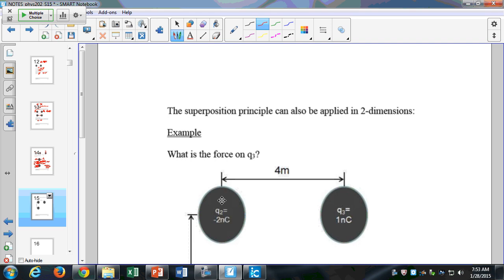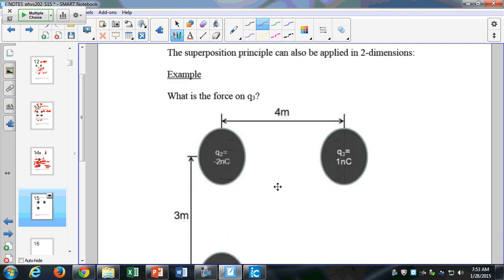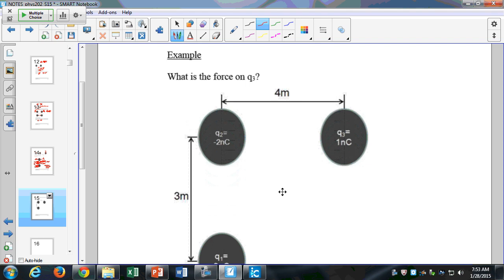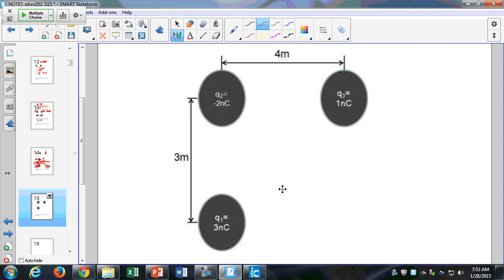All right. Superposition principle can be in 2 dimensions as well. So let's say I have this collection of charges. This is Q2. It's -2 nanocoulombs. This is Q3. It's 1 nanocoulomb. And this is Q1. It's 3 nanocoulombs. Y'all can see the white okay? Yeah? Christian, you can see it as well? Yeah, okay, I'm going to erase that.